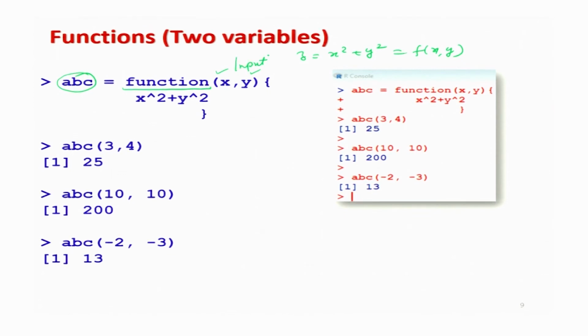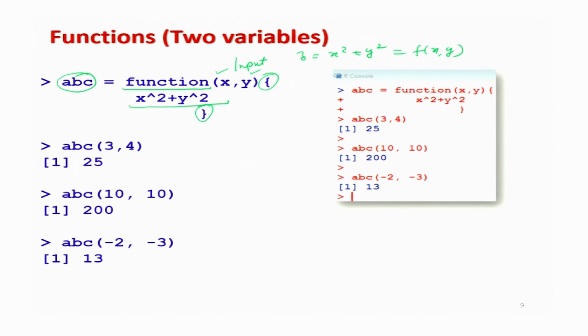There are two input variables x and y, so I write them as x comma y, and after this, within these curly brackets, I write down the commands for what I want to compute. I want to compute x square plus y square, so I give it x^2 plus y^2, right.